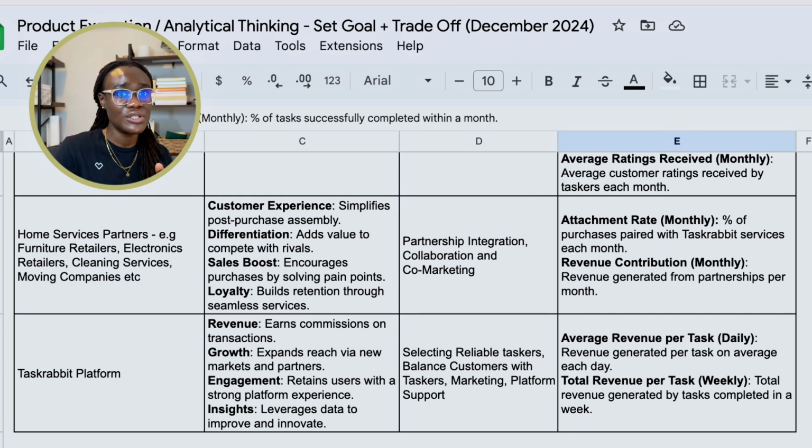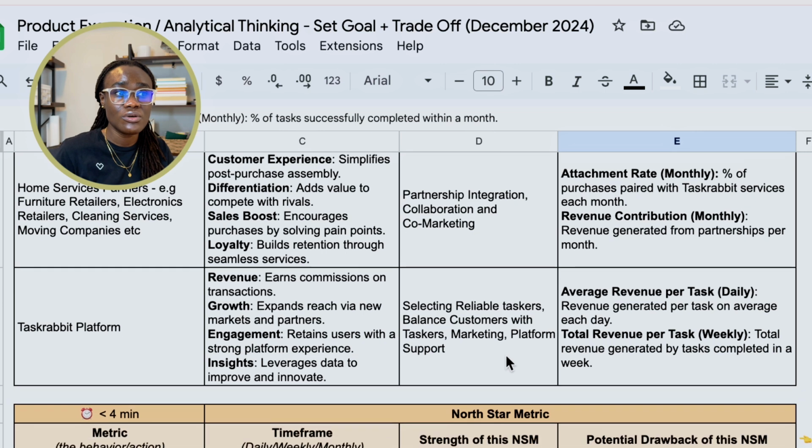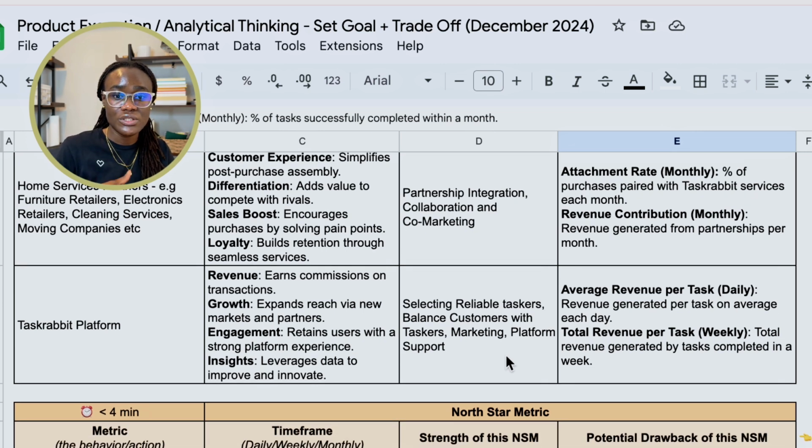Now, the last category of ecosystem players that we're going to be considering is the TaskRabbit platform itself, the enablers of the marketplace. For them, they earn revenue from commissions on transactions that they enable. And with this revenue, it means that they are also able to grow and reach new markets and partners and customers that they otherwise would not have reached if they didn't come to search on TaskRabbit. So with marketing and partnerships, the TaskRabbit platform is able to capture new customers that purchase services from the home services partners that did not come directly into TaskRabbit.